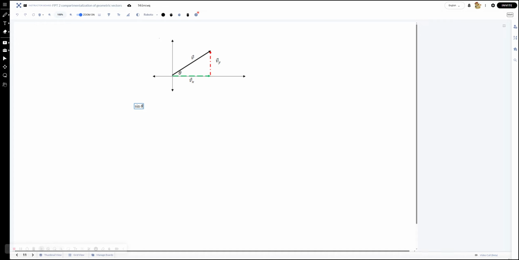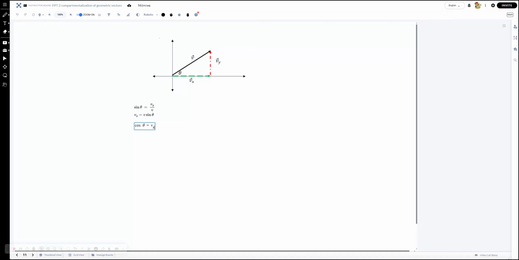We can say that sine theta is equal to the opposite over the hypotenuse. Right, and from this relation, we can say that the vertical component of any vector is just equal to the magnitude of that vector multiplied by sine theta, the angle of that vector. V sine theta. And we can do the same thing for the horizontal component of a vector.